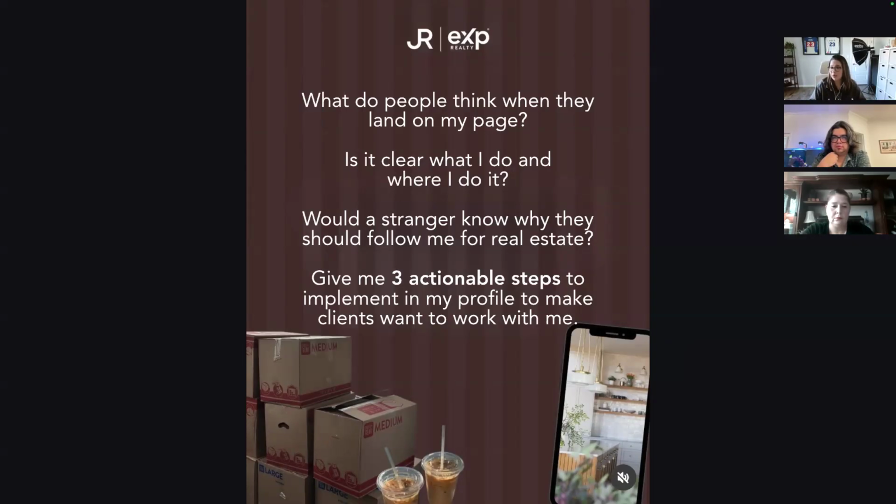And then I want you to put in, give me 3 actionable steps to implement in my profile to make clients want to work with me. And you'll find out that it will go ahead and audit your entire profile. It'll look at your feed and it will give you 3 actionable steps that you can take to become a more trustworthy agent. We already know you're very trustworthy. We already know that you're a great agent, but we know you. And now it's your clients', your potential clients' chance to get to know you.